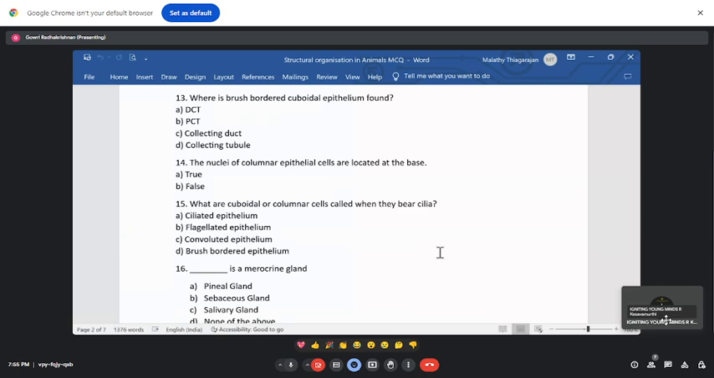See, when we say brush bordered cuboidal epithelium, it has microvilli.